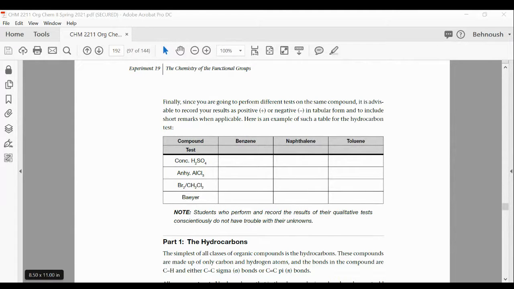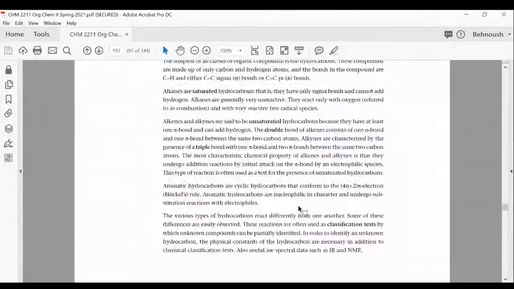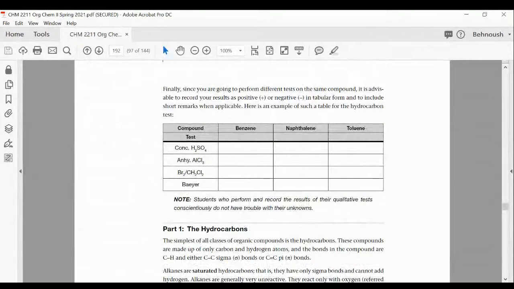I want you to use this sample table that you have on, let's say, what page is this? Page number 192. So the other suggestion I have for you is better for these experiments is that you watch the video first, because there are some of the reagents that we don't use for the experiment.